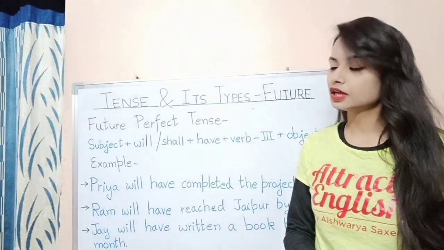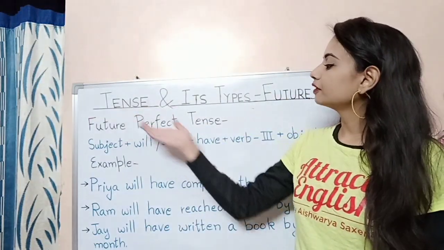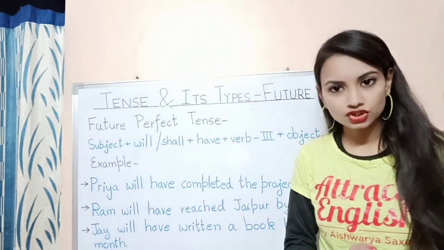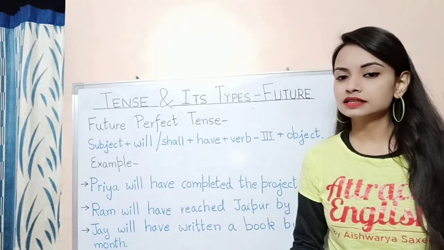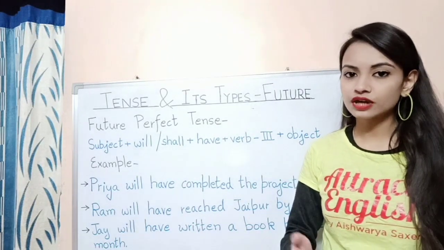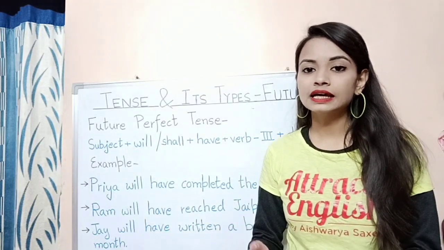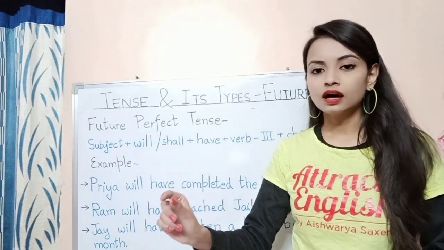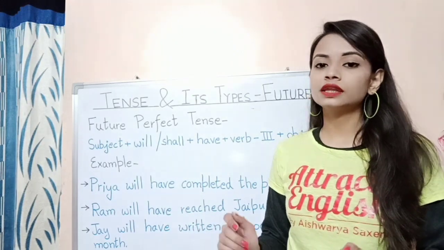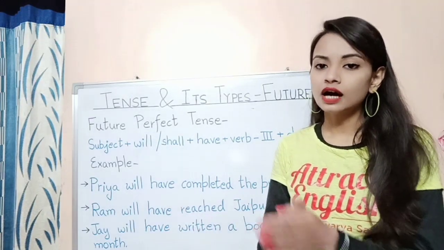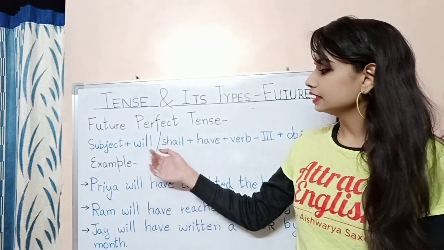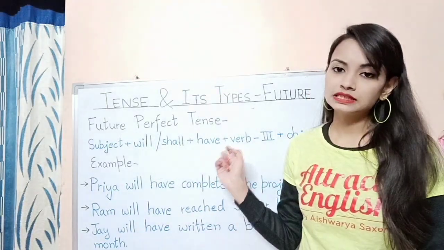Now let us begin with the topic future perfect tense. Initially I would like to tell you the application of this tense. This tense is used to talk about such actions or events that will be completed in future till a point of time or till the completion of any other event in future. Okay. Now let's see the format for framing such sentences.